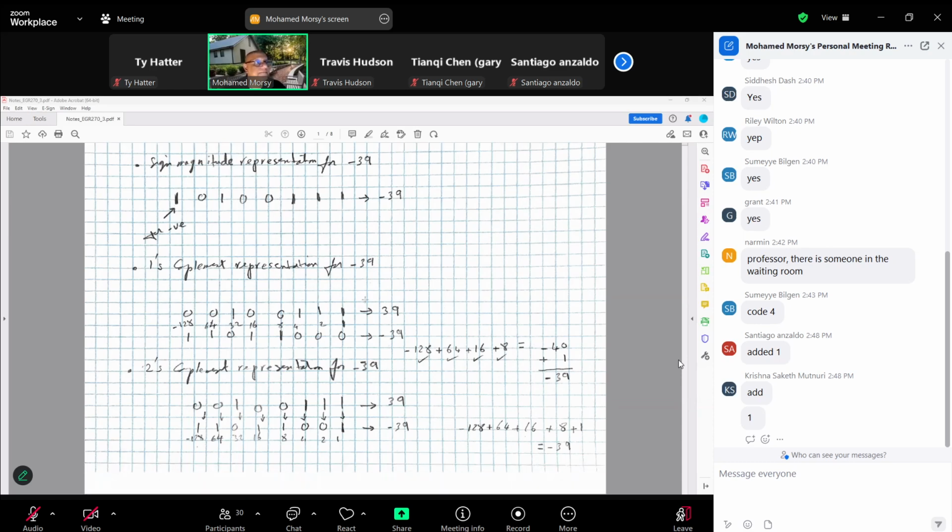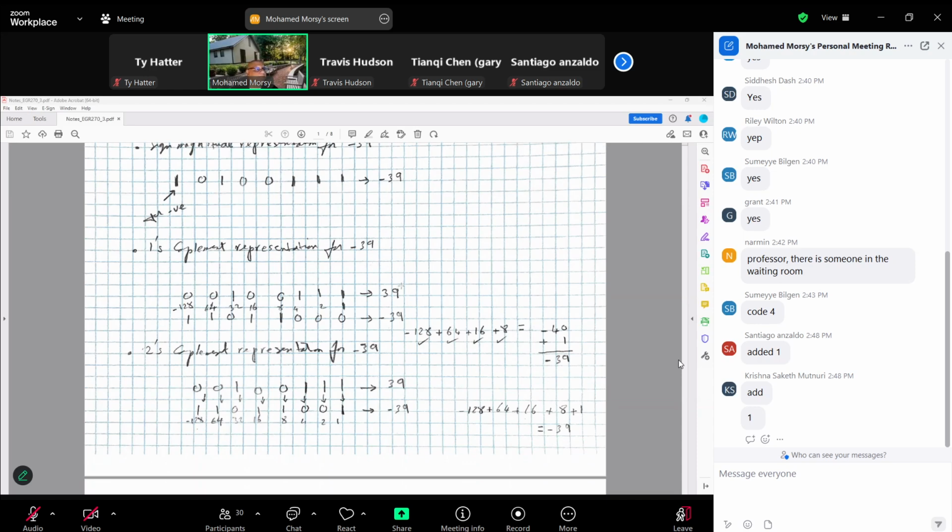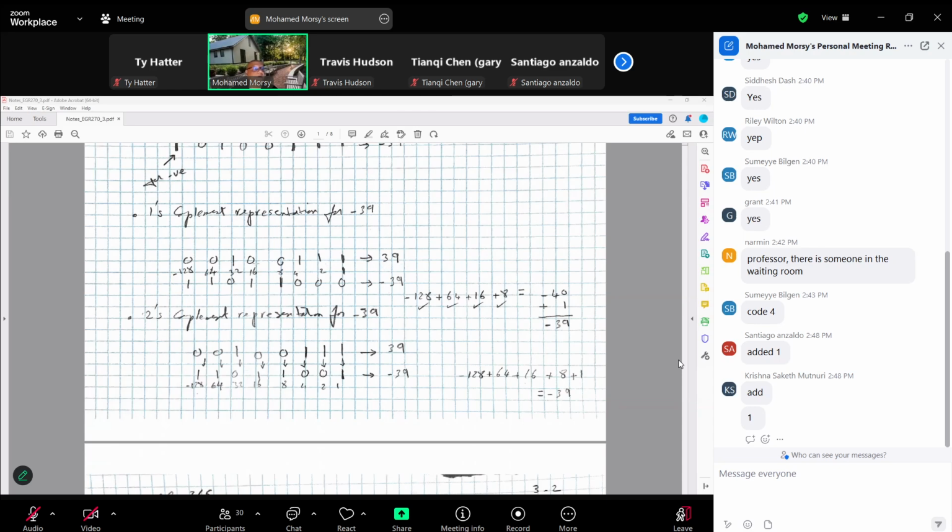Now one's complement. So we put 39 as positive. And then we just invert the bits. So bit 1 here inverted to 0, 1 inverted to 0, 1 to 0, 0 to 1, 0 to 1, 1 to 0, 0 to 1. The last is 0 to 1. We put this first, of course. And now we need to check that this is equivalent to minus 39.